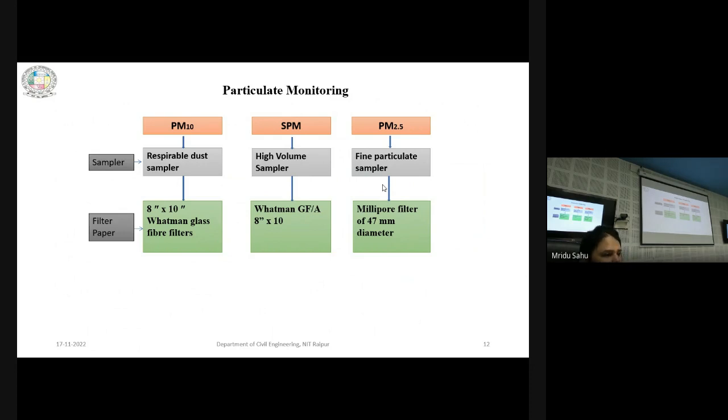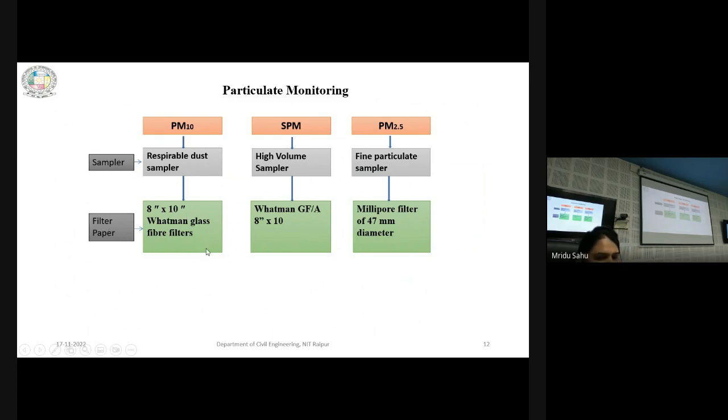PM10 includes all the particulate matter of sizes 10 micrometer and less than that. So this category will be known as coarse particulate matter. Whereas PM2.5 categorizes the particulate matter of 2.5 micrometer and less, which means it includes every 1 micrometer particle also. Okay, and it will be categorized as fine particulate matter. The sampler used for this is the fine particulate sampler.